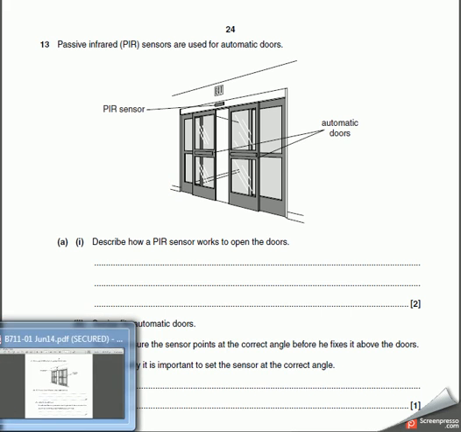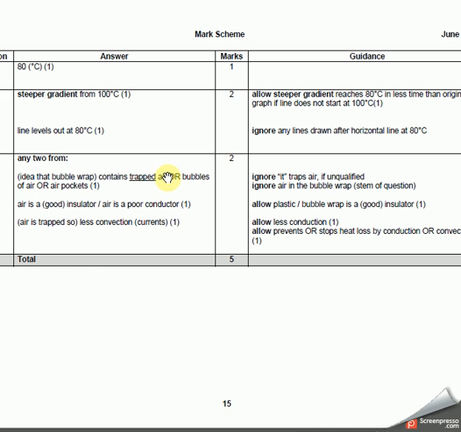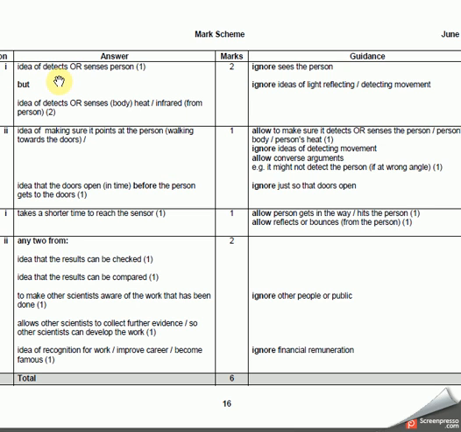So I'd probably say that PIR sensors detect heat, and as soon as someone walks in front of the door, it detects the heat and the doors open. So the official mark scheme would say, let's have a look what it would say. Idea it detects a person or senses the person, but idea that it detects or senses body heat from infrared radiation from the person. So yes, that's pretty much what we just said. So the sensor detects the body heat from the person and then opens, which is basically what you want to say.